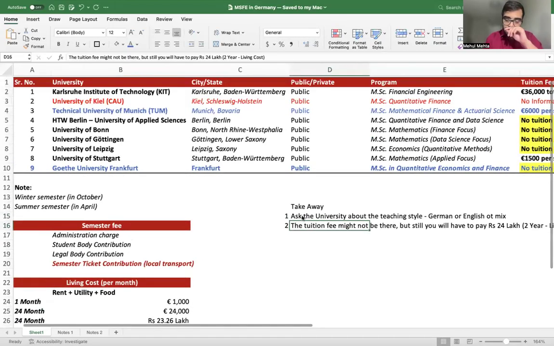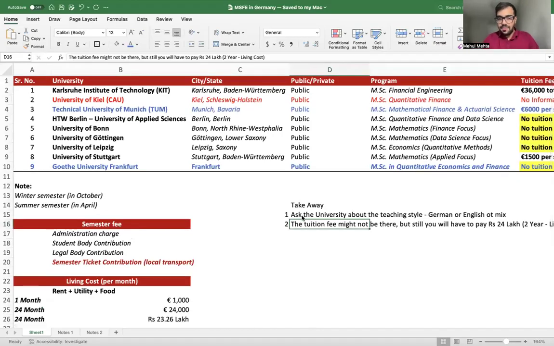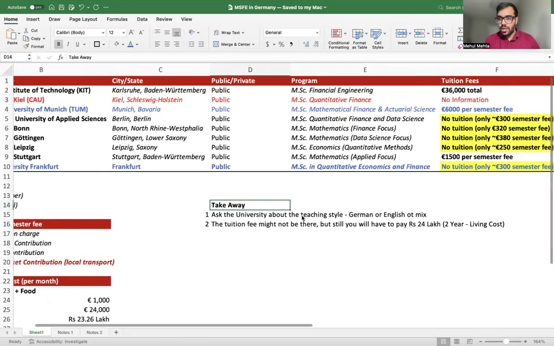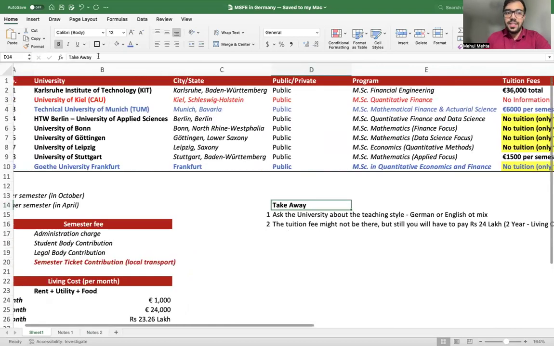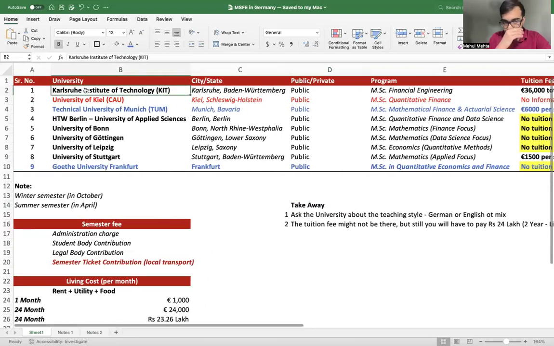Now the third thing. These were the two most important takeaways. Now what I want you to do is focus on the university and the programs: how much they offer, what the education cost is, what the living cost is, whether the program is in English or German, what the QS ranking is, and what the duration is. Let's talk about KIT.